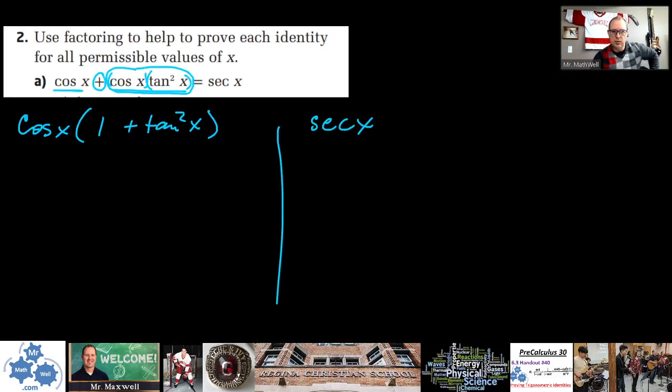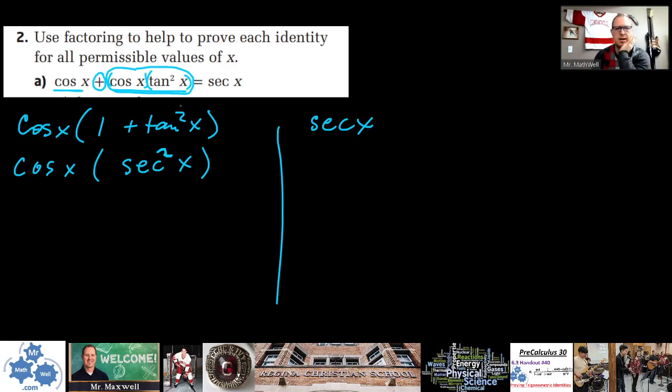Okay, so guess what? You're going to lay this out very clearly for the jury, and you're going to say this is secant squared x. Okay, now are these the same? Not the same. They are definitely not the same, but we're very close.